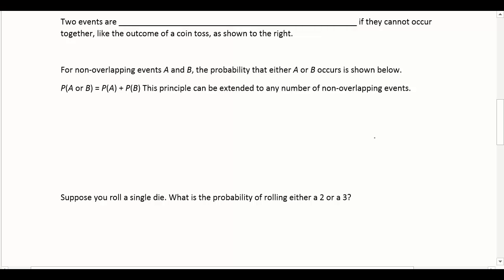Two events are called non-overlapping if they cannot occur together. Another formal title is mutually exclusive, in case you've taken statistics before. Sorry, let me write that a little bit better. You'll hear mutually exclusive events or non-overlapping for our course.